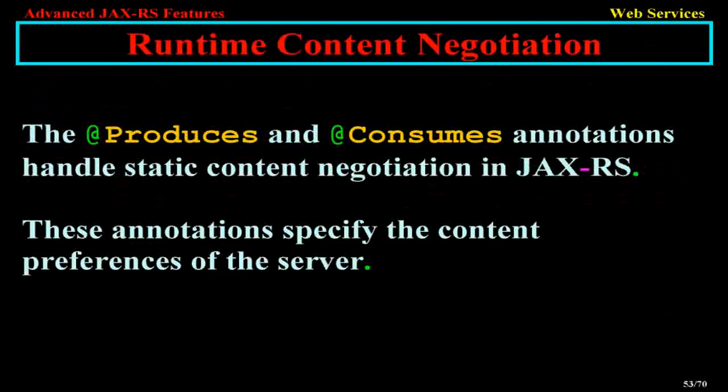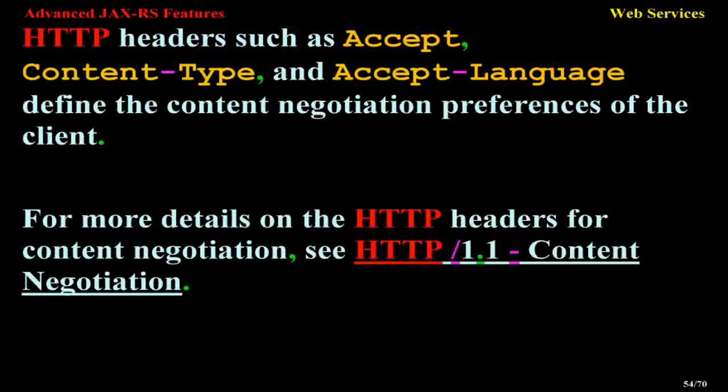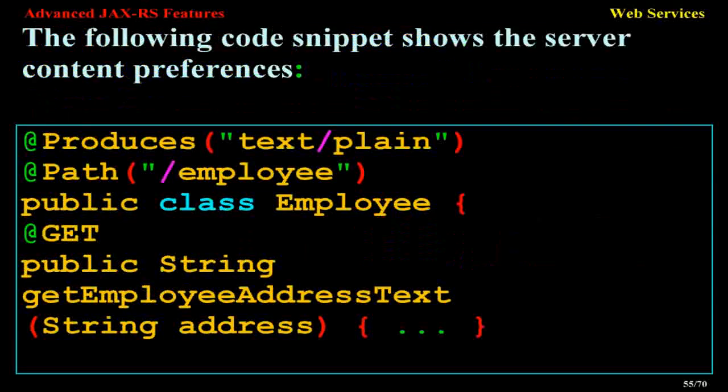Runtime content negotiation. The @Produces and @Consumes annotations handle static content negotiation in JAX-RS. These annotations specify the content preferences of the server. HTTP headers such as Accept, Content-Type, and Accept-Language define the content negotiation preferences of the client. For more details on the HTTP headers for content negotiation, see HTTP 1.1 Content Negotiation. The following code snippet shows the server content preferences.